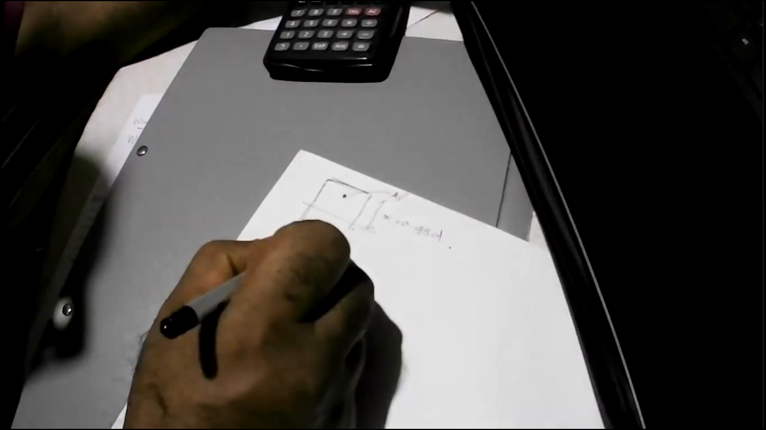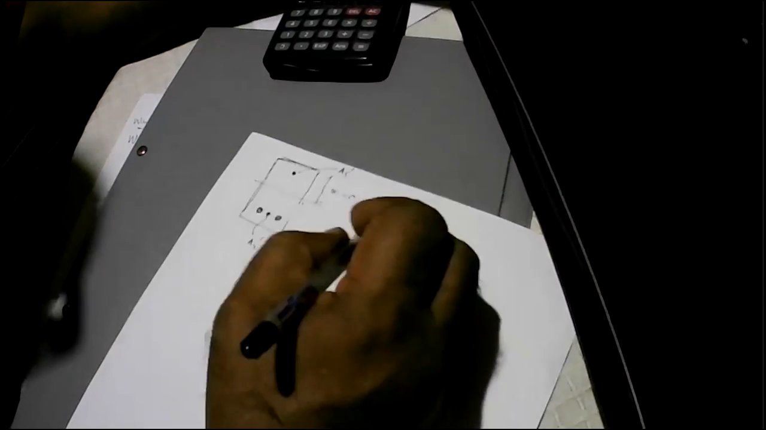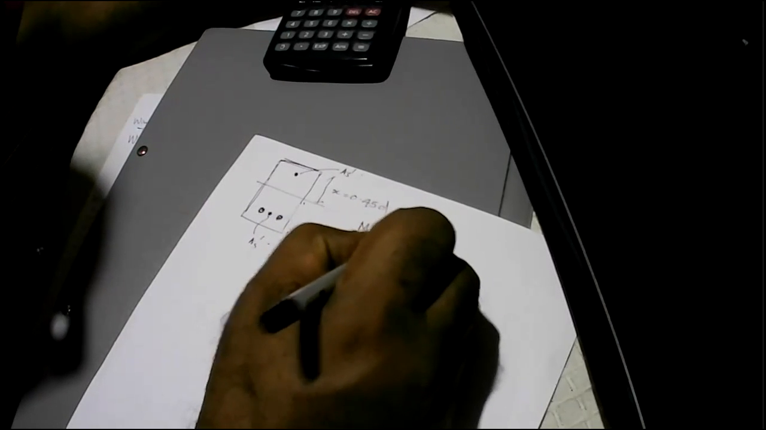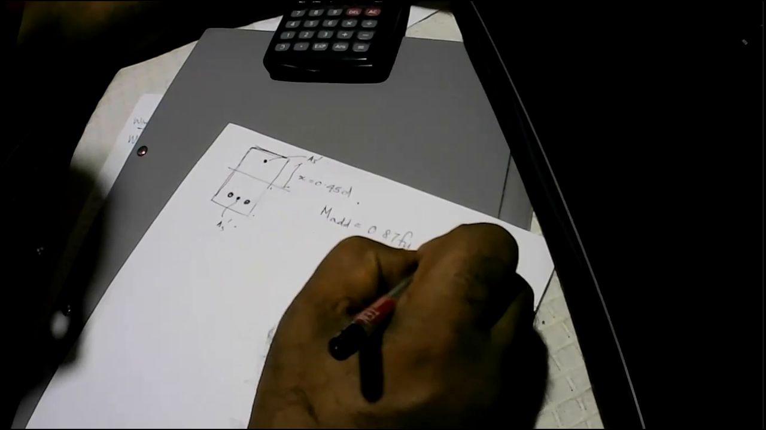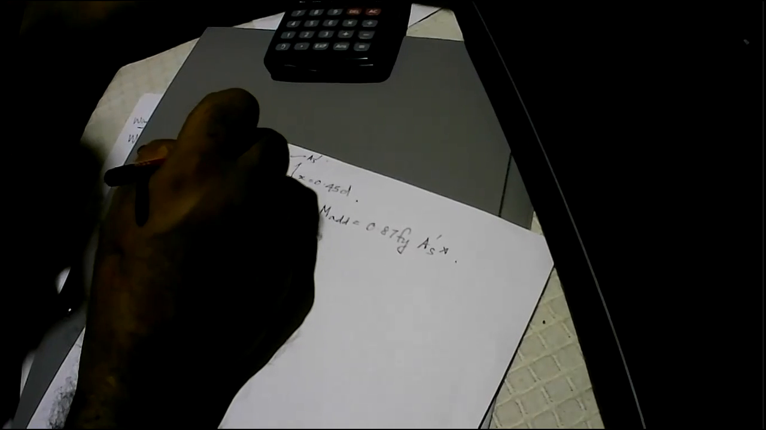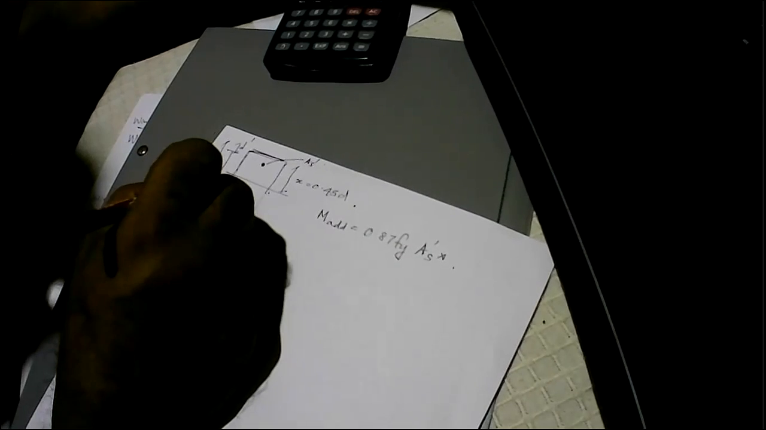And if this additional reinforcement is As', then the moment carried by this reinforcement is equal to 0.87 Fy times As' multiplied by the lever arm. This time the lever arm is fixed, and let's say this distance is d', this is d, so this distance is d minus d'. So it will become d minus d'.